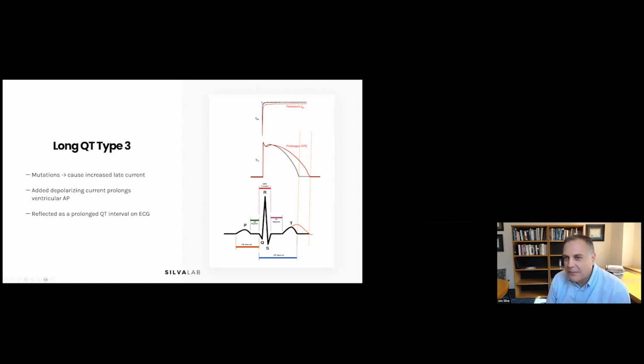So long QT type 3 is observed in patients who tend to have an increase in persistent late current. So after the sodium channels open to initiate the action potential, they usually close, and that's what allows the myocytes to repolarize and recover. If there's a defect in this inactivation, they don't close all the way after opening. That persistent influx in positive charges prolongs the ventricular action potential, and that's manifest on the ECG as a prolonged QT interval, which is why it's called long QT syndrome.